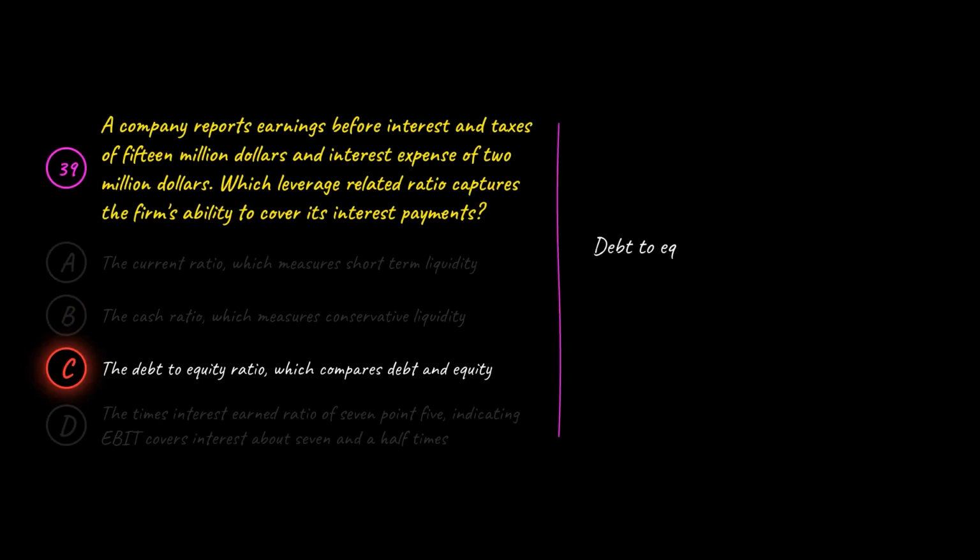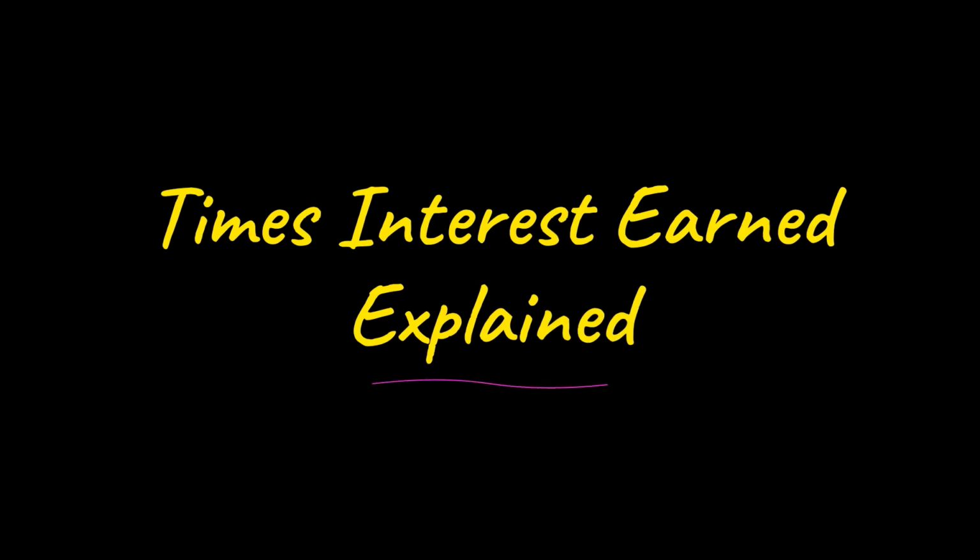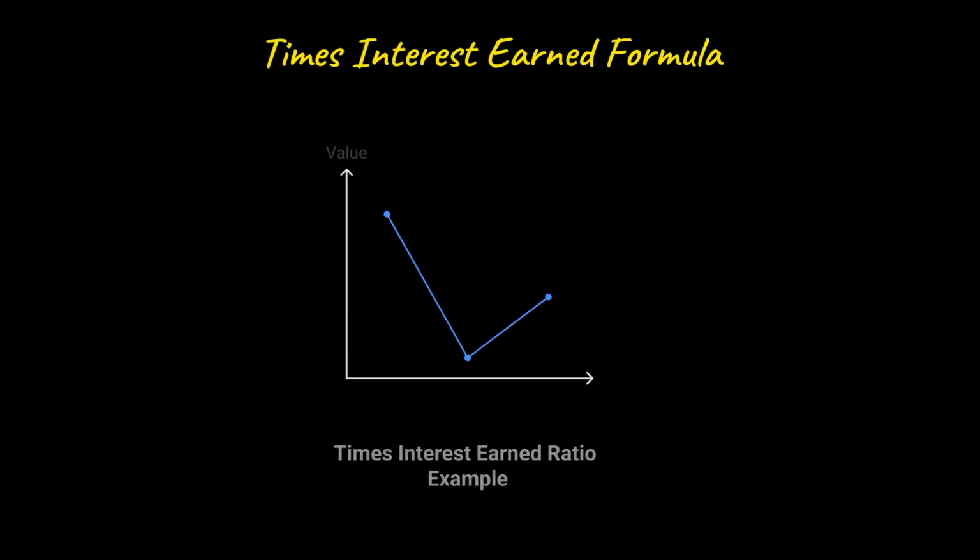C is wrong because debt to equity measures capital structure but does not directly compare earnings to interest expense. Times interest earned is a leverage ratio that measures how well a firm's operating earnings cover its interest expense. It answers a simple but critical question. How much cushion does the firm have before it can't make its interest payments? The formula divides EBIT by total interest expense.